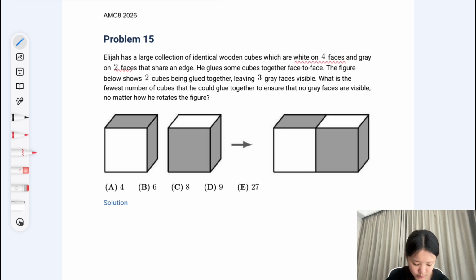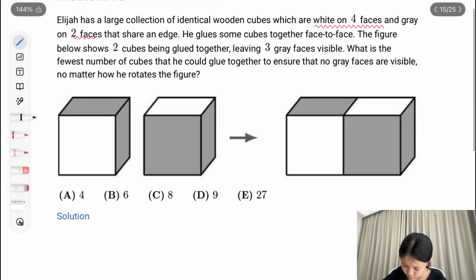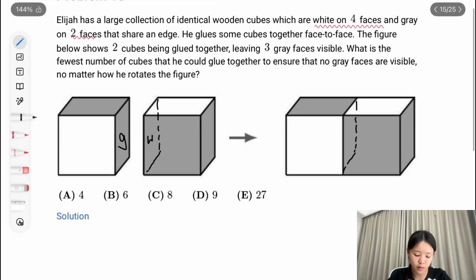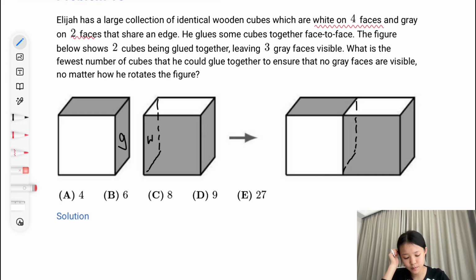So let's think about what it actually means to glue a cube together, right? Here he glues this cube together, and if we look at what it's like when it's separated, you would have a white side here, and you would have a gray side here. So what you're essentially doing when you glue these 2 faces together is you're taking away both a gray side and a white side. So you're reducing that number away. And then the problem tells us that we want to reduce it so that no gray faces are visible and with the fewest number of cubes.